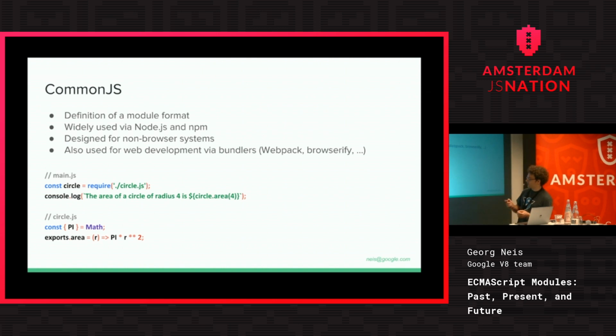And this was really designed for non-browser systems. So we see an example here. You have a main module where you import another module, a circle module, and this require function is what CommonJS gives you, and it really is a synchronous operation, right? And then you get back an object representing this module. But nevertheless, people actually use this for web development, and then they use bundling tools like Webpack to eliminate the requires again.